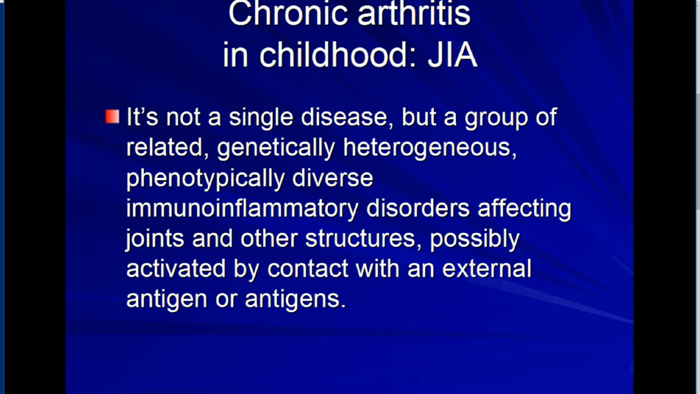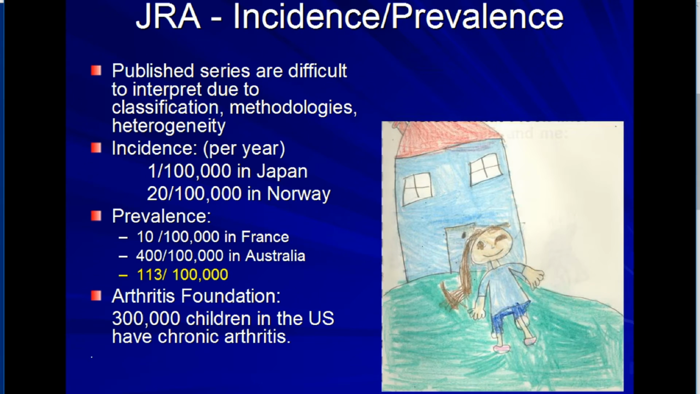And we believe they're activated by contact with external antigen or antigens. So you have presumably a genetic predisposition to this, and then something activates it. So that's why we put things like Lyme arthritis kind of in this category, because the Lyme spirochete does not actually cause the disease. It activates your body to attack itself.